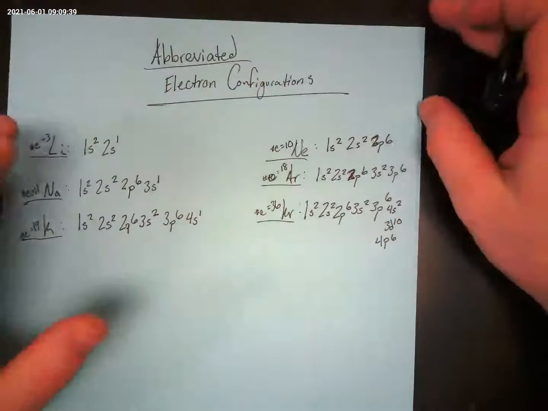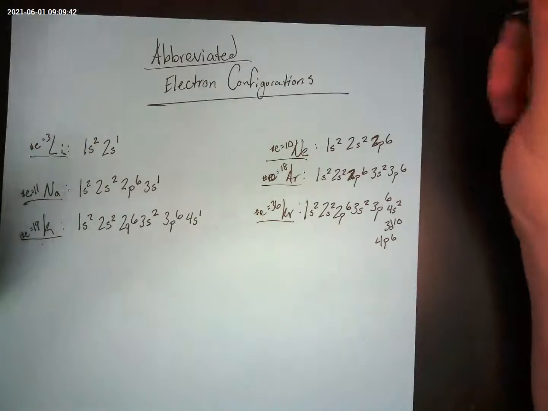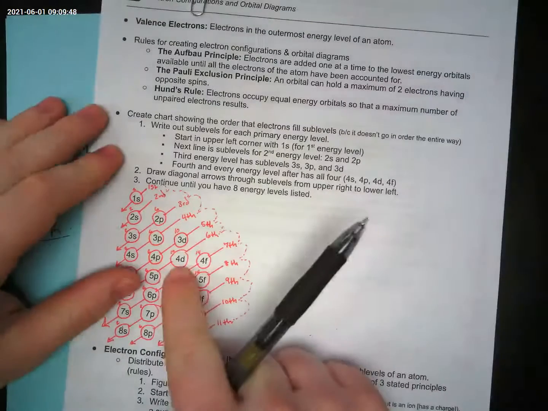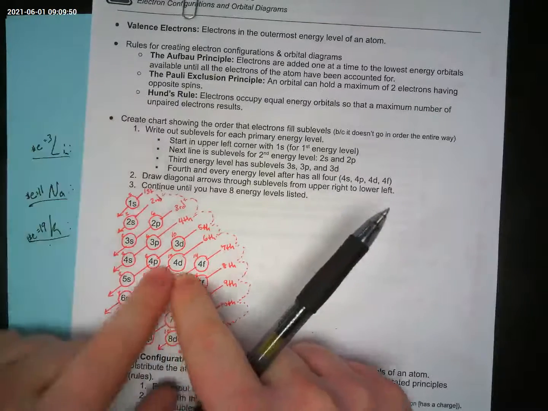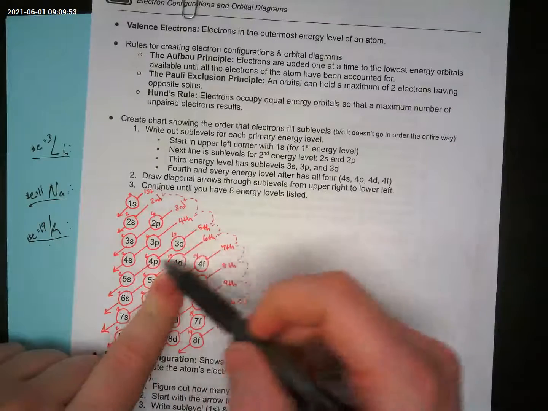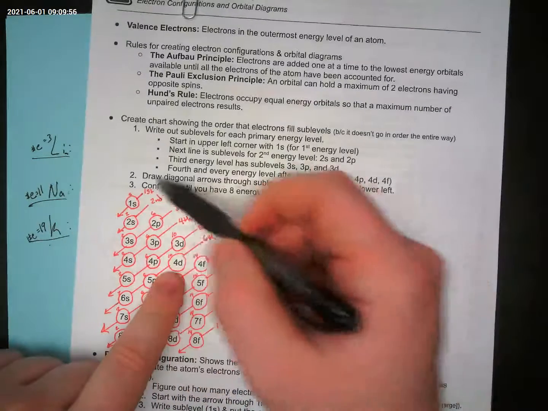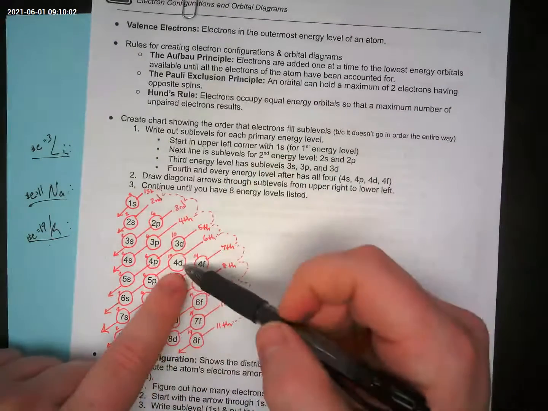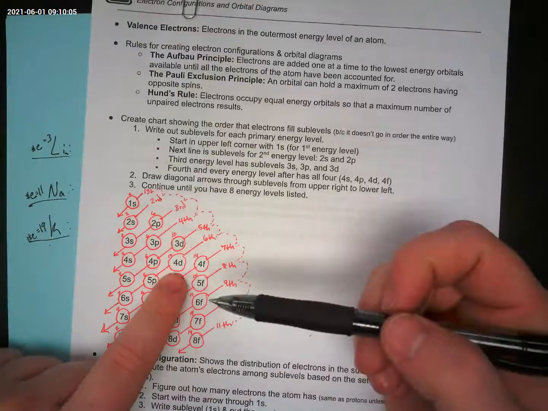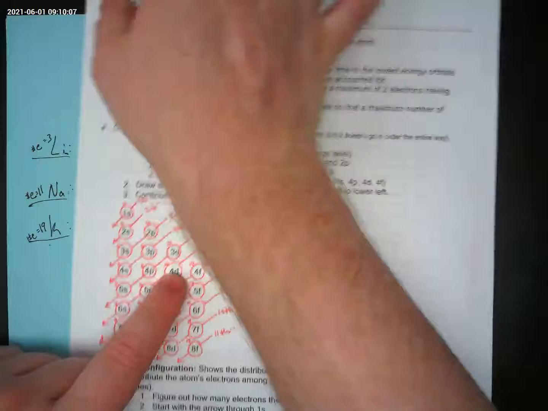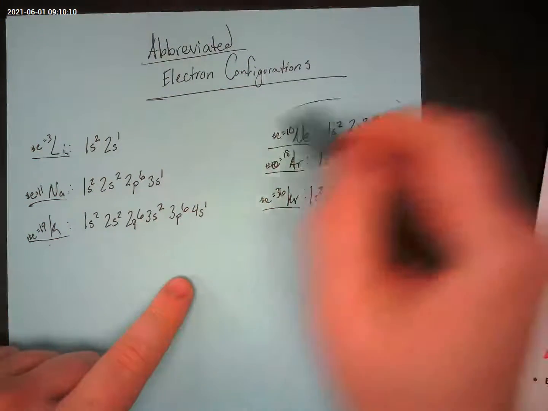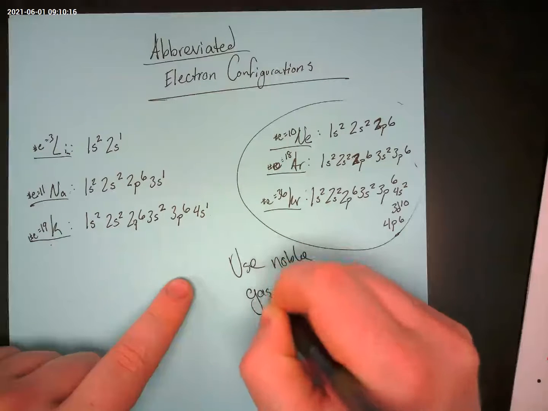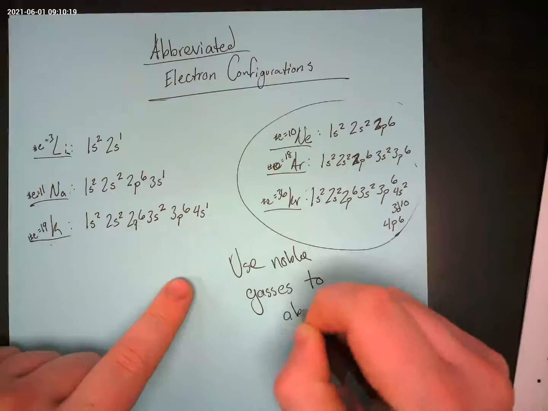So what we can do is bypass. Let's say we have something ending on 4d10, or just 4d, and we want to bypass writing out all of this stuff right here. We want to bypass this whole chunk and go straight to that 4d or something close to it. The way we can do that is by using the noble gases. We're going to use noble gases to abbreviate.